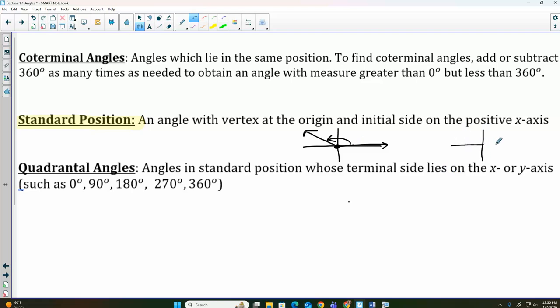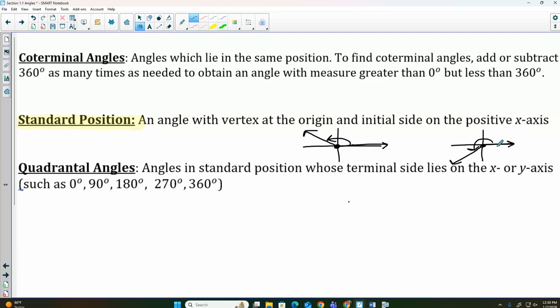I could have an angle like this. That's standard position. So the vertex is at the origin, x-axis is your initial side. It can spin, and remember we said this was the positive direction. It could also spin the negative direction. So the direction it's spinning doesn't matter. Coterminal angles are angles that end in the same position.